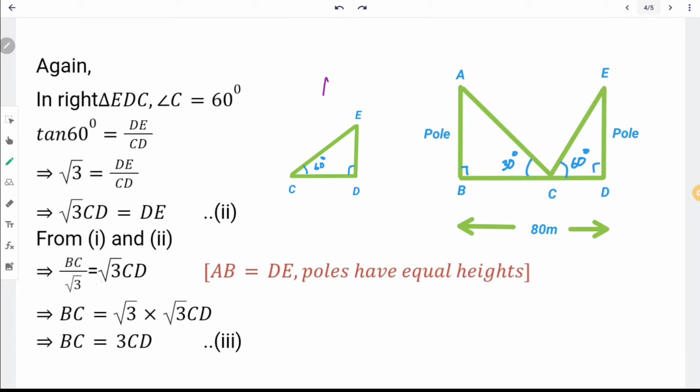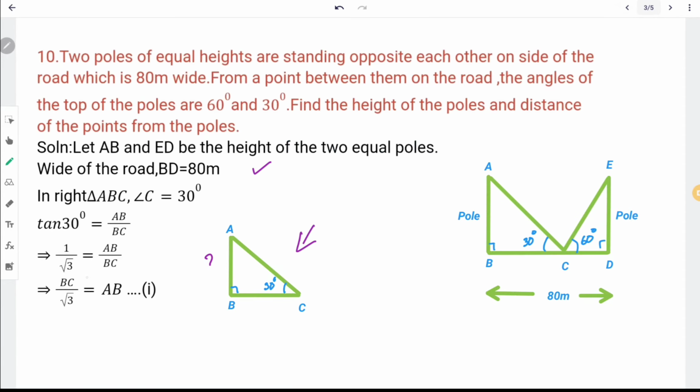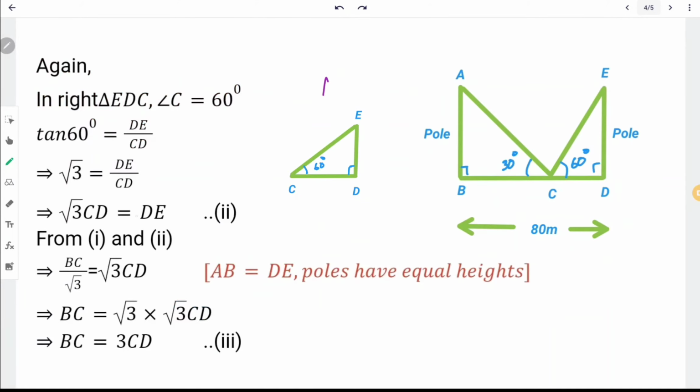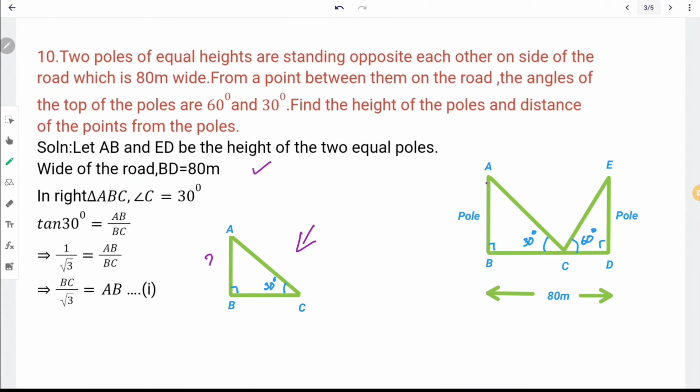Now from equation 1 and 2, can we say that BC by root 3 equals root 3 CD? Look at your equation 1, BC by root 3. And now what did we get? DE, we got it to be root 3 CD. Why can we say they're equal? Because if you look again, AB is the height of the pole, right? And ED is the same thing. It is also the height of the pole, and the question is given to us that both the heights of the poles are equal.